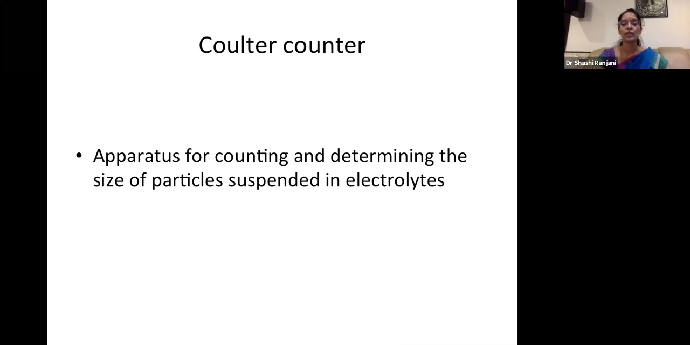So starting from what's a Coulter counter, like Sir and Madam said in the previous presentation, a Coulter counter is an apparatus which counts the number of particles and determines its size. So this was how it was started. When it started, it only counted the number of particles and the size. But now, of course, there have been many more developments and sophistication. So now we can actually know the granularity and many complex such things.